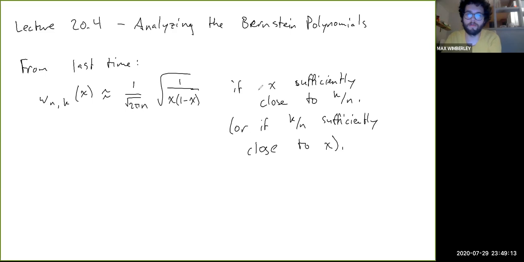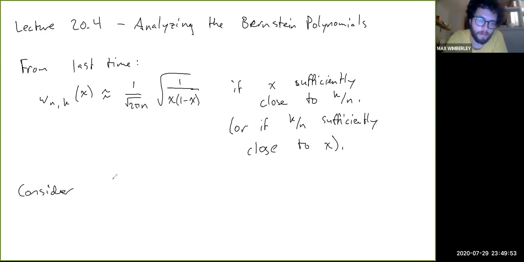Again, this was what we had last time, and we were thinking of x as the variable, and we maximized W_{n,k} just using calculus, and found that this was approximately the maximum. This is phrased in a way where you think of x as the variable. But if you flip it in your head and think of k as the variable, then if you fix an x, whenever k over n is sufficiently close to x, this will be true.